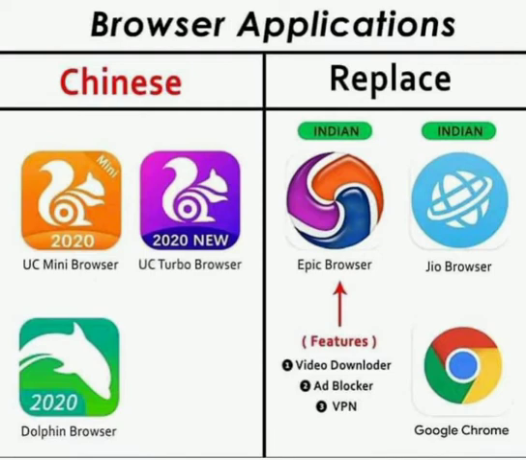So the best alternatives are Google Chrome, Jio Browser, Brave Browser, and Epic Browser. They are very much better than UC Browser. So you have to use them instead of UC Browser to search anything on the internet. Brave Browser is faster than any other browser, so you can choose Brave Browser also.